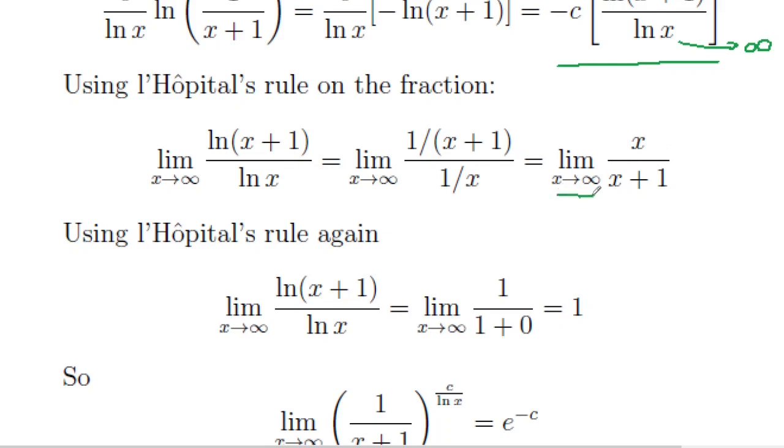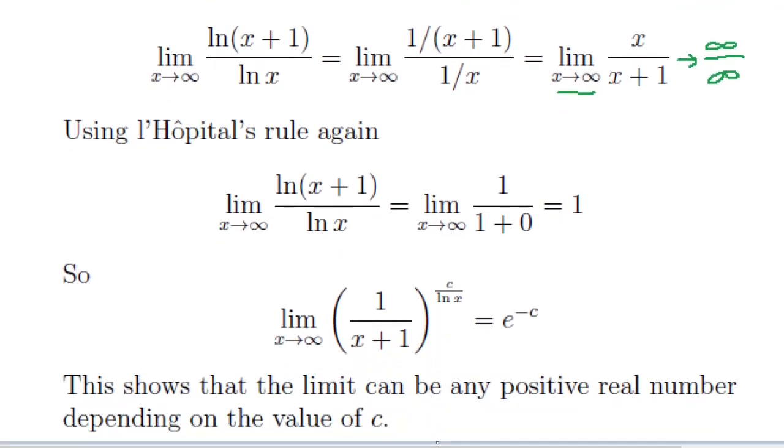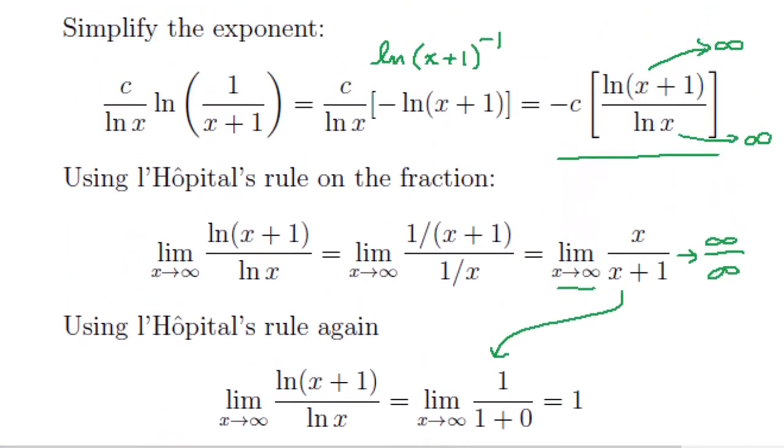But notice that as x goes to infinity, I still come up with an infinity over infinity expression. So I apply L'Hopital's rule once more. The derivative of x is 1. Derivative of x plus 1 is 1. So the limit comes out 1. And then, of course, we incorporate that over here. We get minus c times 1, and that is just minus c.